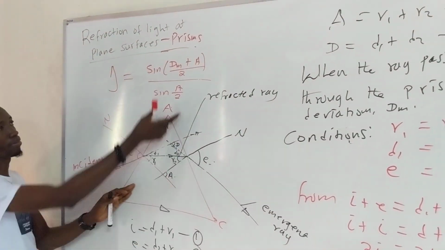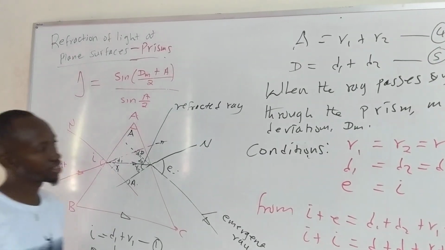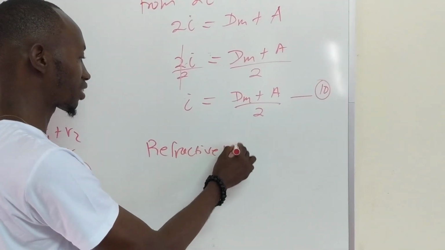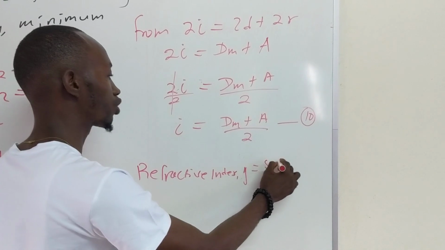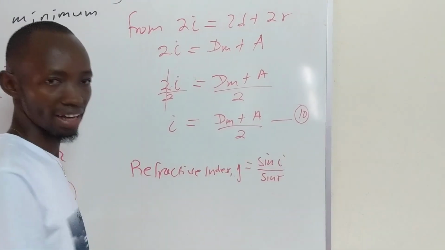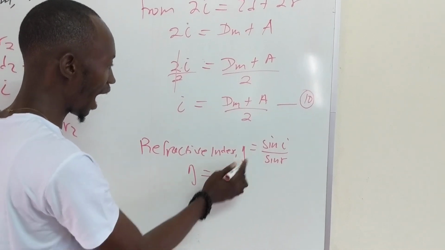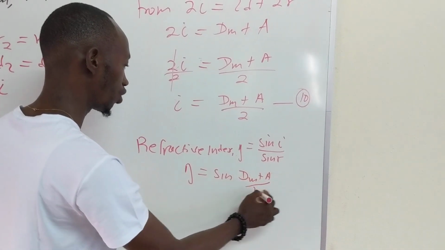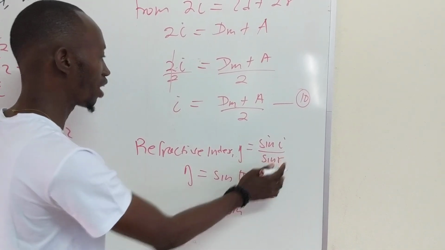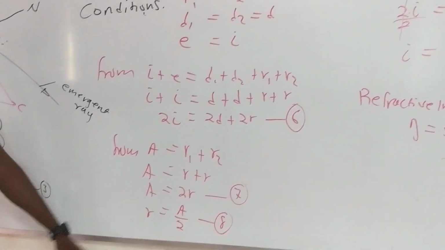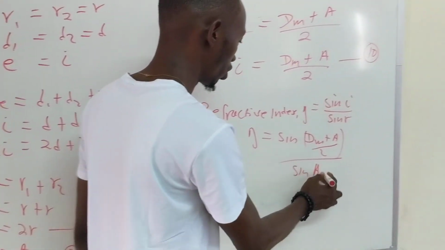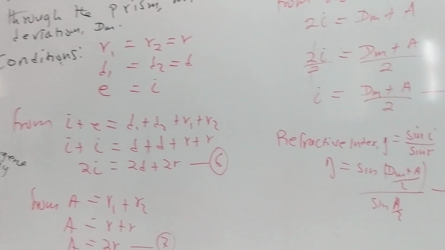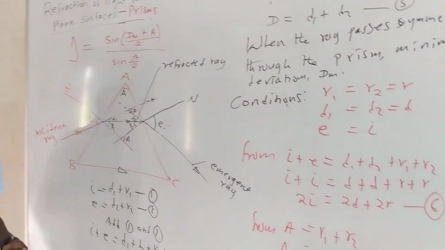Our target is how we can have the refractive index of this prism material. We have the refractive index of the glass prism to be sine I all over sine R. So the refractive index is going to be sine I, and what is I now? We have it to be Dm plus A all over 2, divided by sine R. What is R? From equation 8, we have it to be A upon 2. So this is just the derivation. This is your equation 11. It's just how we can easily derive the refractive index of the glass prism.